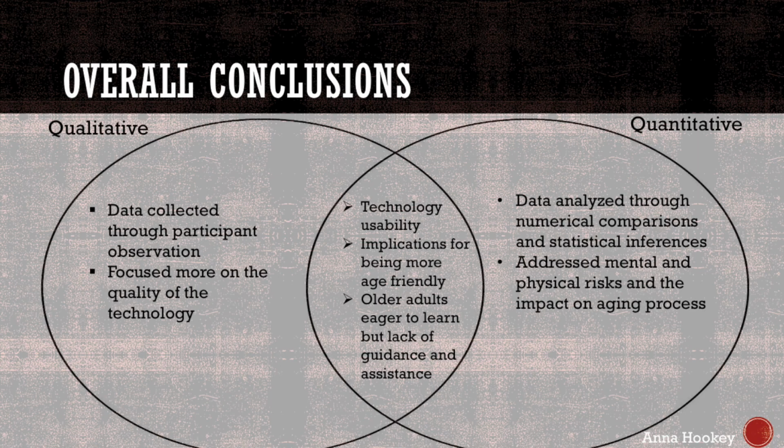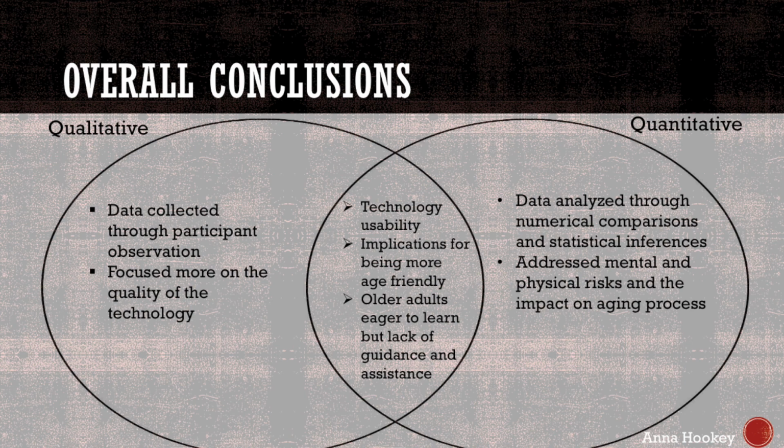From the data collected overall, the qualitative studies focused more on the data collected through participant observation as well as the quality of the technology, whereas the quantitative study analyzes data through numerical comparisons and statistical inferences, as well as addressing more mental and physical risk and its impact on the aging process. The main similarities we found between the two types of studies was about technology usability, finding majority of the participants having trouble and a hesitancy toward the product.